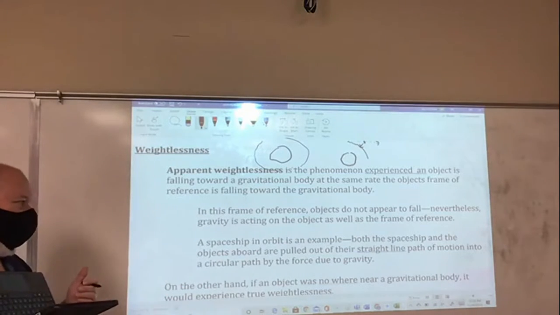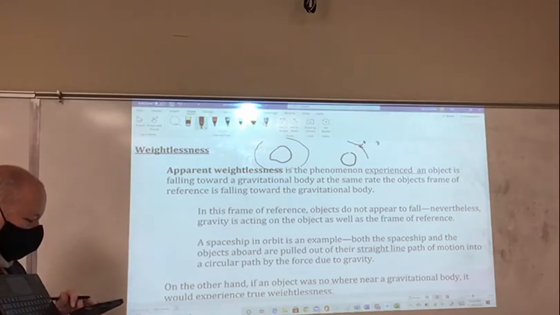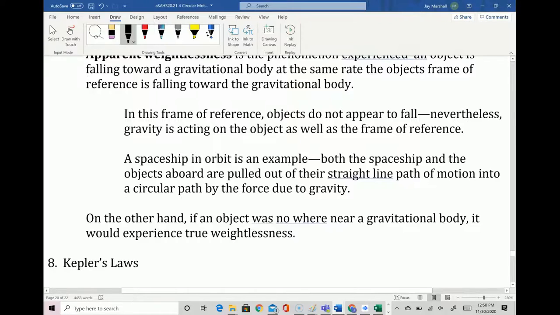A spaceship in orbit is an example. Both are pulled out of their straight line path of motion into a circular path by the force due to gravity. So that's apparent weightlessness. What have people tried to do to sort of mimic this and give everyday people an opportunity to experience this?